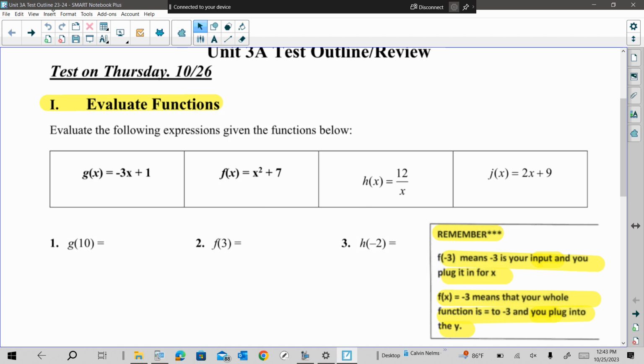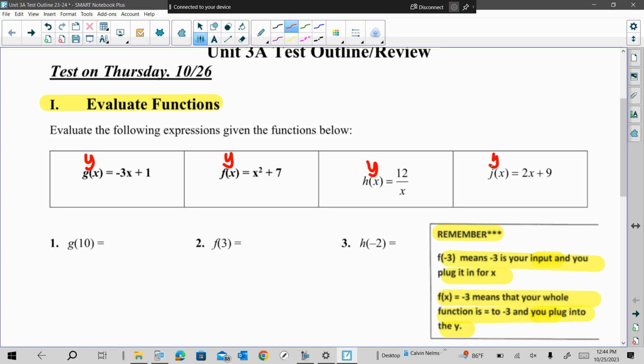Just to make sure you're on the right track, these sections on the review are the exact sections that are going to be on the test. The first thing we have to remember is evaluating a function. A couple of things, parts of the function notation: your g sub whatever, f or h, whatever, that still means y, okay?